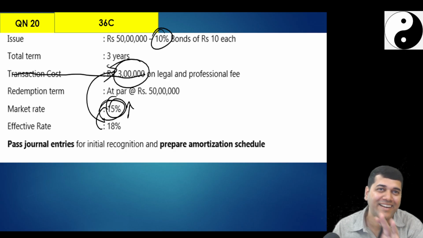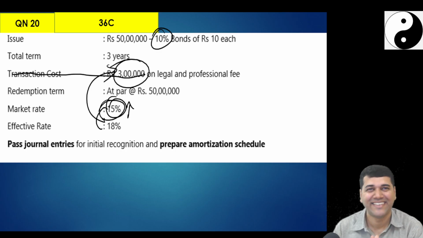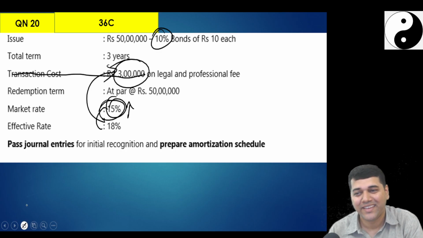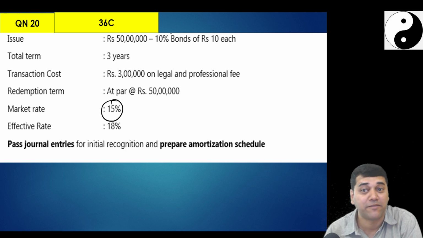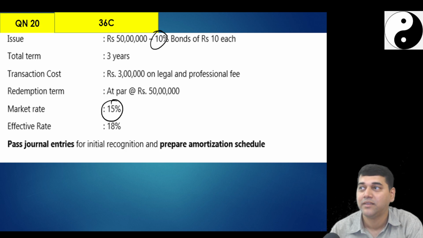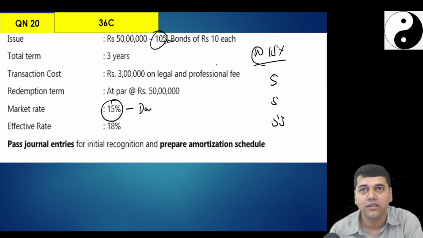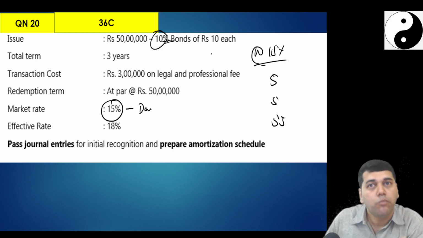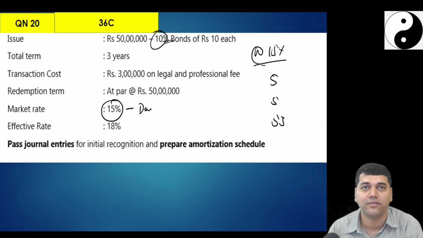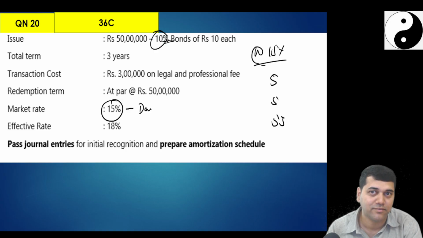Okay, understood the concept? See, this is an off market. The moment it is an off market, you take the market rate of interest for discounting. You discount 5, 5, 55, my contractual cash flows at 10%. At 15% you discount now. Will you get 50? No, you will get less than 50, because the higher the discount rate, the lower the present value. You get less than 50 now.